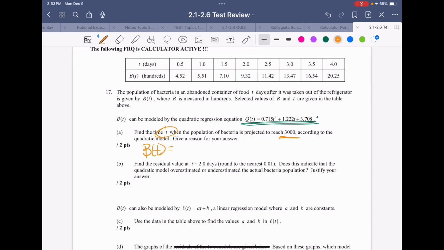Oh, wait. B of t can be Q of t. Oh, that's weird. Okay, either way. 3,000. Okay, but check this out. B of t is measured in hundreds. So if 3,000, I have to divide that by 100. I'm actually using 30 as my number. So be very, very careful there.